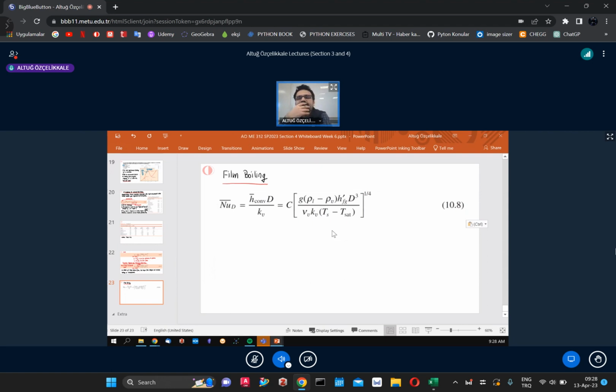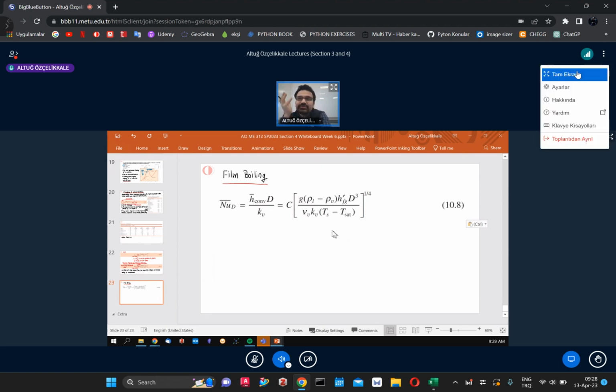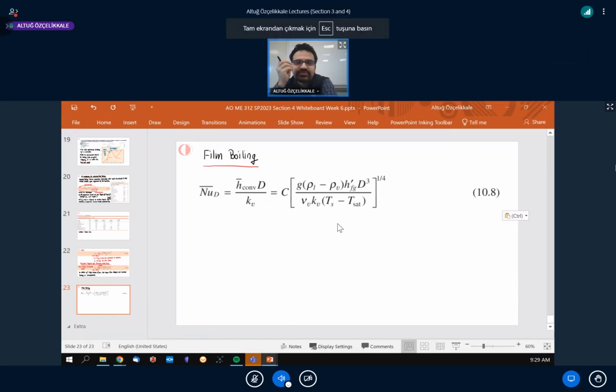We haven't covered film condensation yet. We are going to be covering it next week, and you are going to encounter a very similar equation, because the phenomena are physically similar. Film boiling can be interpreted as the reverse of film condensation, but plus the radiation. And so we have a few parameters here.